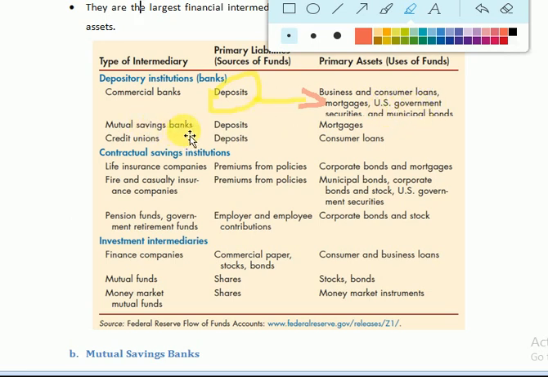Second one, mutual savings banks. Again, their main source of generating funds is deposits. And further, they channelize those deposits as mortgage loans. Similarly, credit unions. What is their main source of generating funds? Again, look, the main source of generating funds is accepting deposits. And further, they channelize those deposits in the shape of consumer loans.